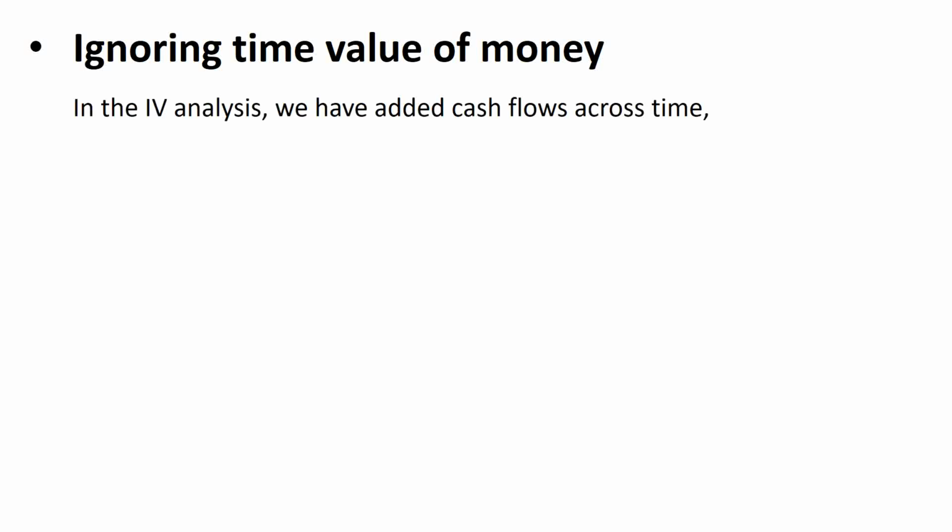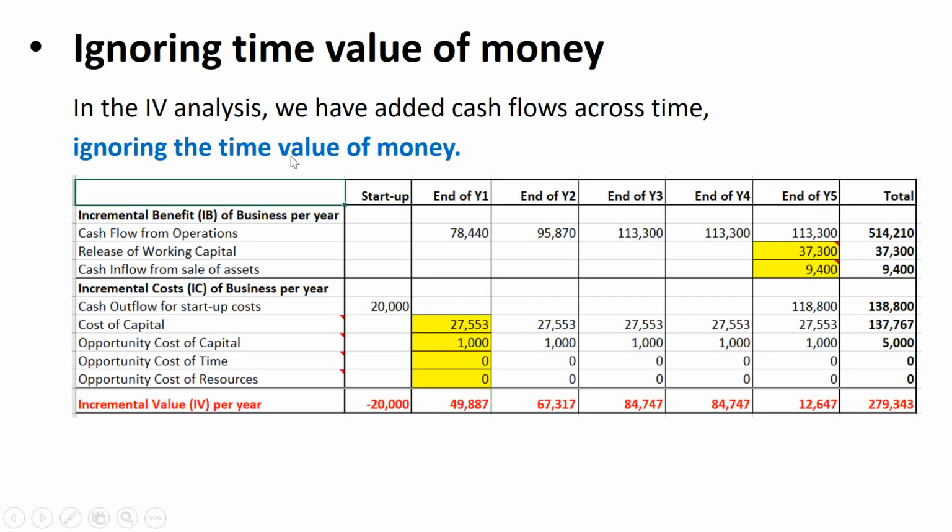Ignoring time value of money. In the incremental value analysis that we did last week, we have added cash flows across time, ignoring the time value of money. What do I mean by it? See, this is what we did last week. We predicted our incremental benefits, the sale value of assets, working capital, the money you put in, the money you borrow and pay off at the end, the interest you pay, the opportunity cost of capital.